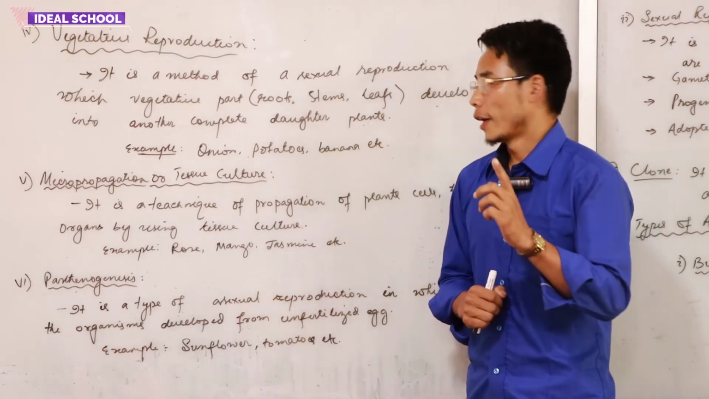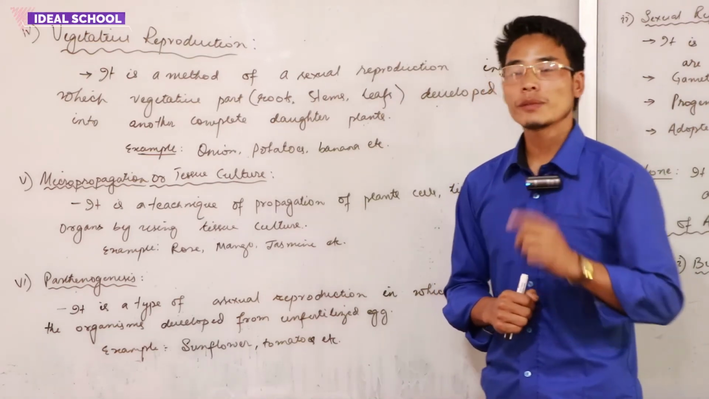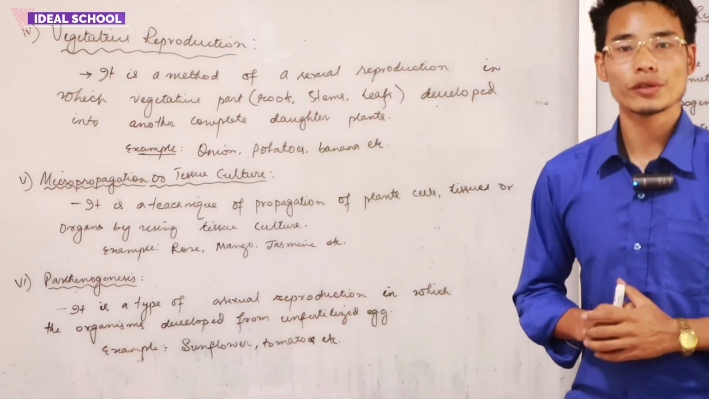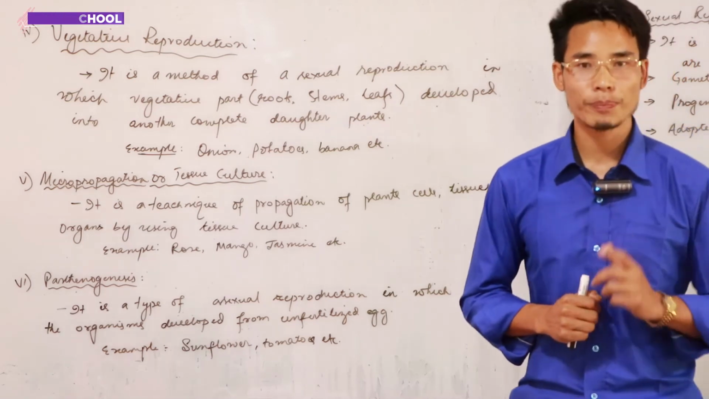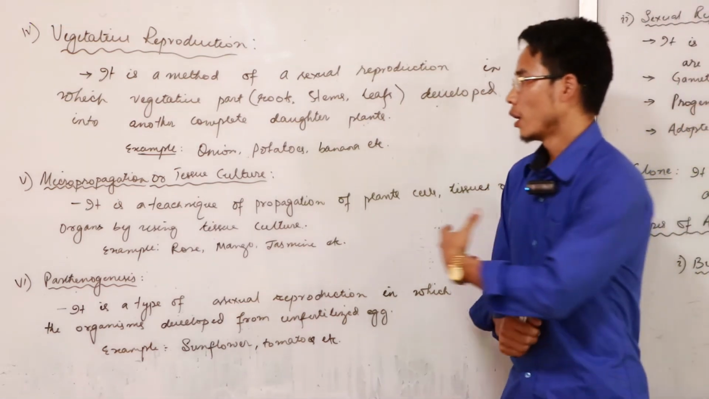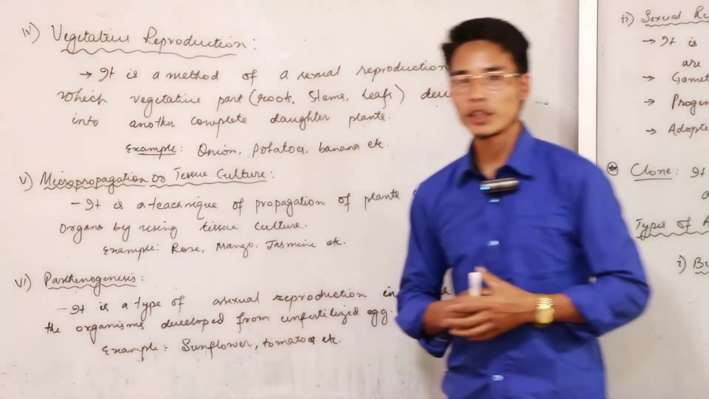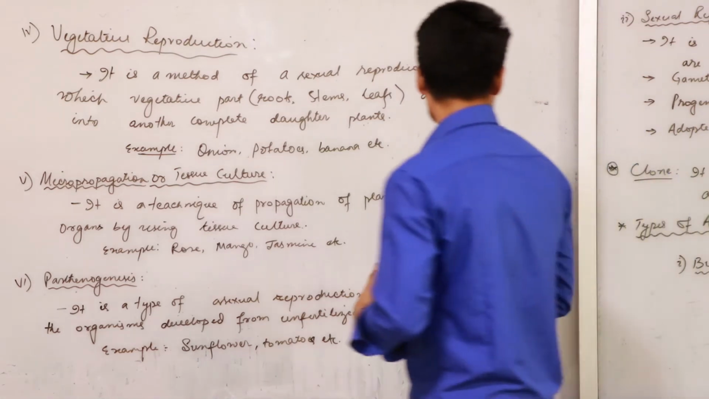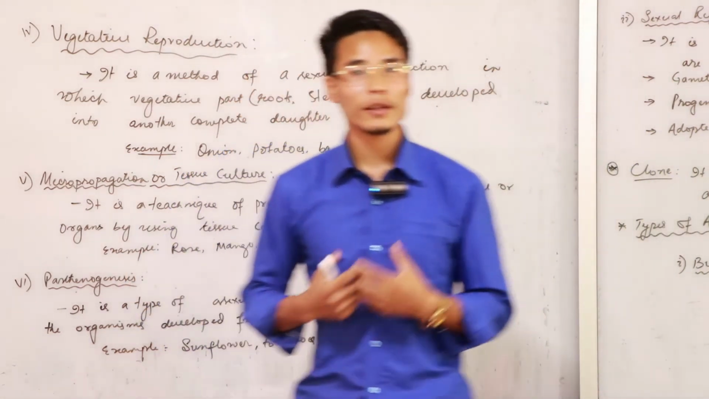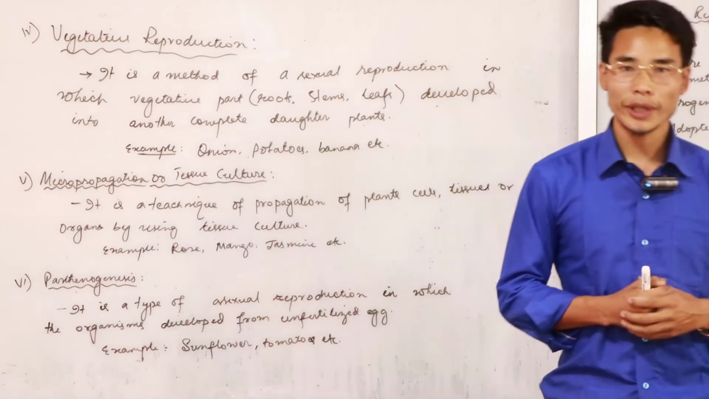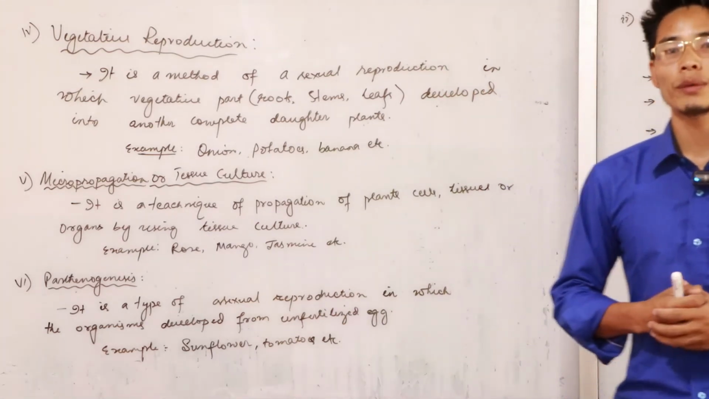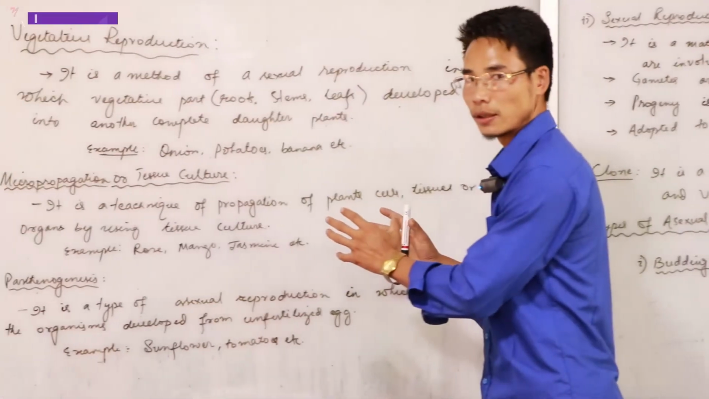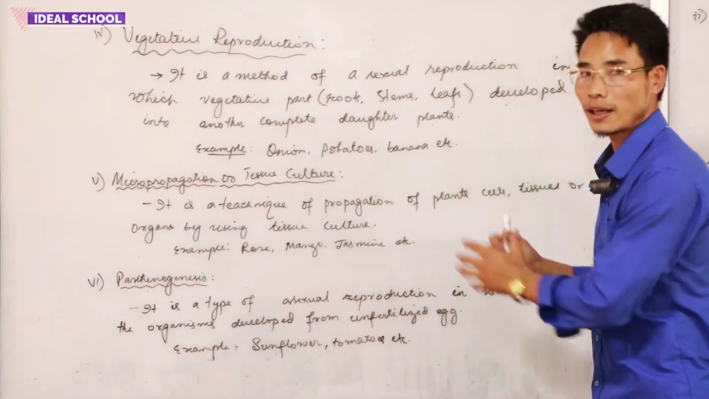And why is vegetative reproduction also considered asexual reproduction? I already mentioned that in the explanation. Also, what is parthenogenesis, what is tissue culture, and what is the difference between asexual and sexual reproduction can be asked in 3 marks, 2 marks or 1 mark. So you need to answer according to the marks they ask.